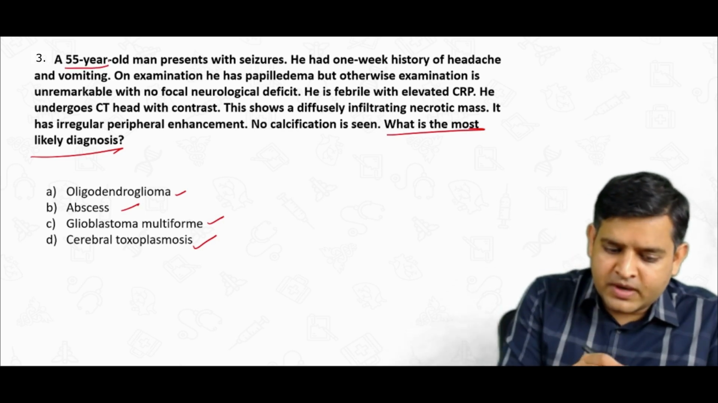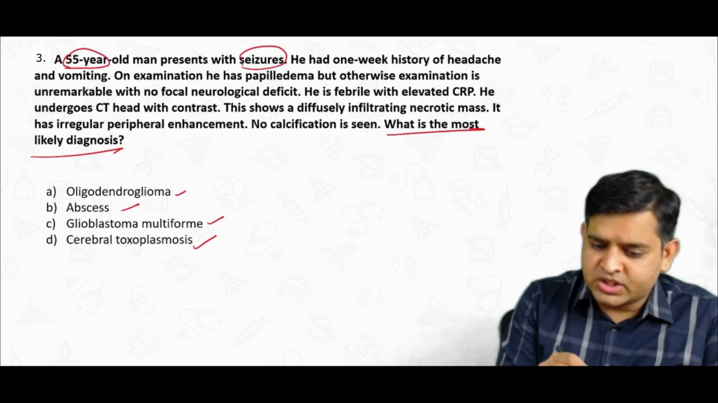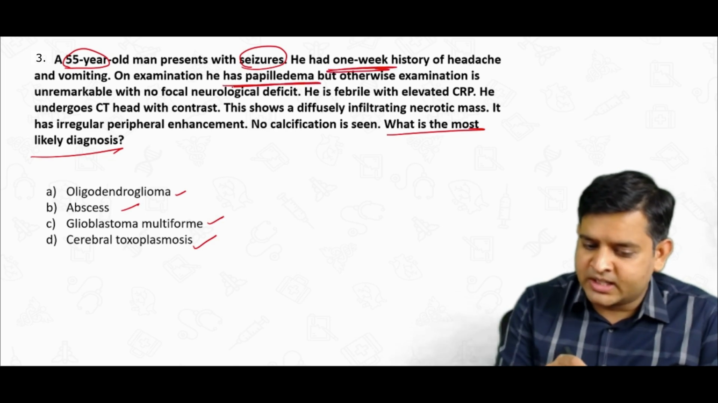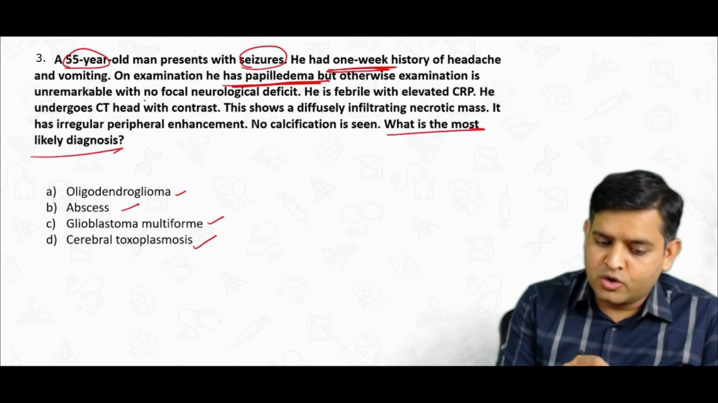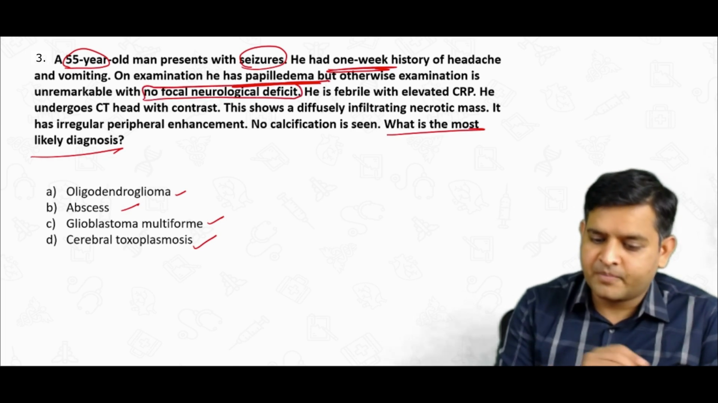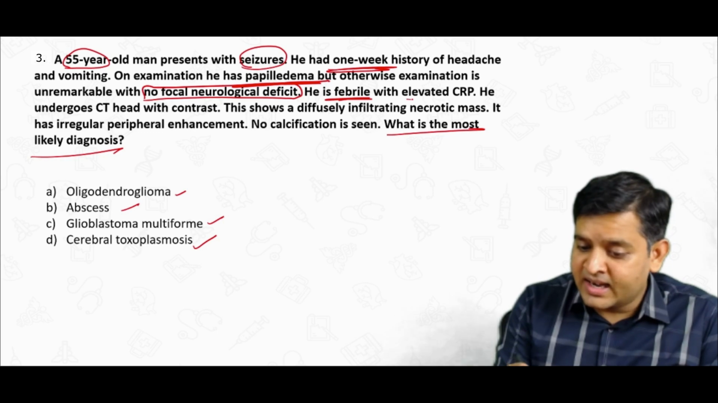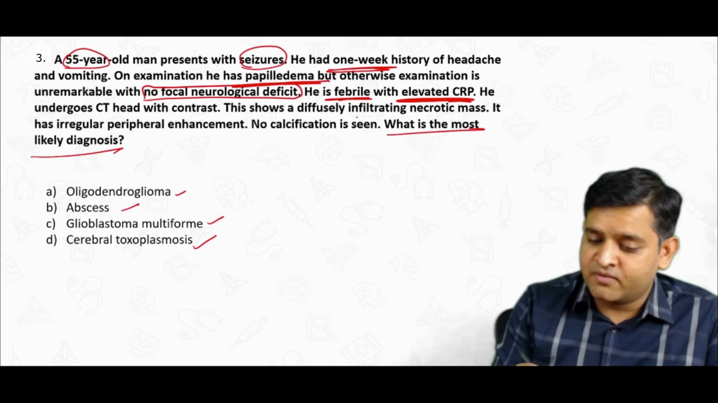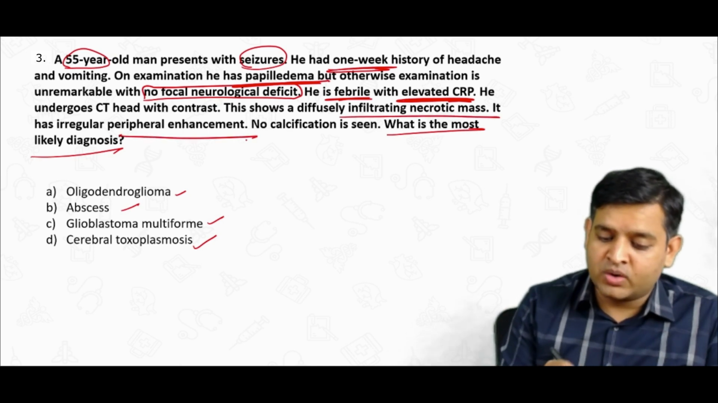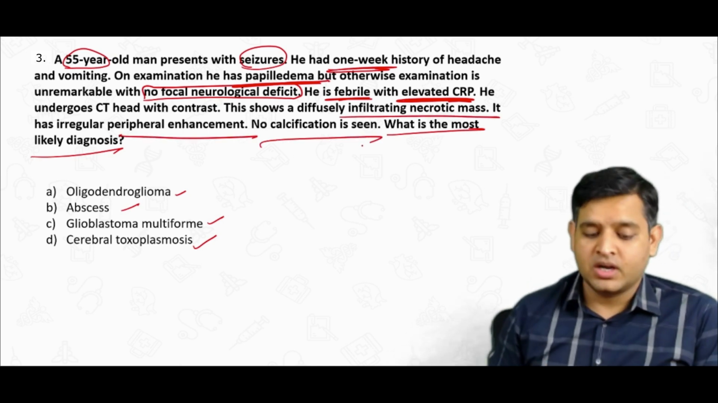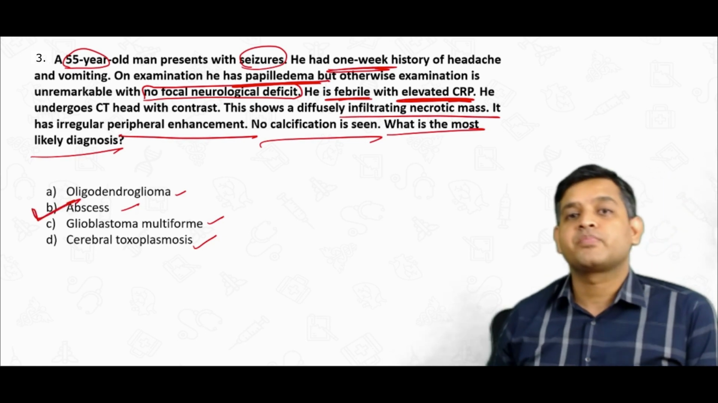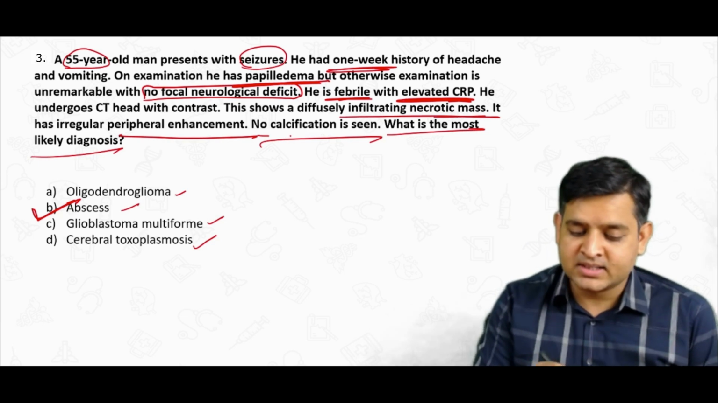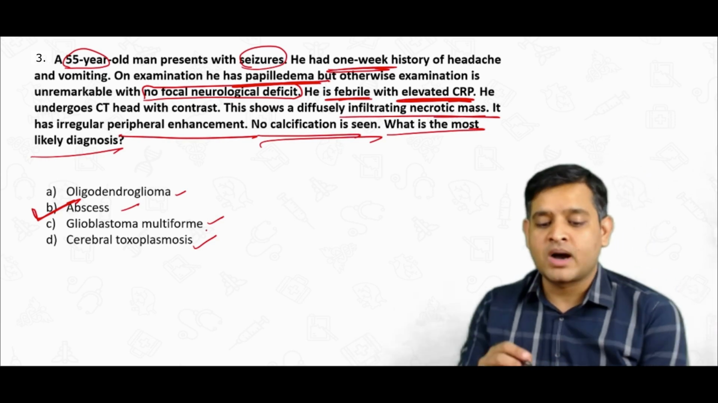A 55-year-old presents with seizure, one week, a short history. On examination, she has papilledema, there is raised intracranial tension, no focal neurological deficit. Okay. He is febrile and has elevated CRP. CT with contrast shows an infiltrating necrotic lesion with a regular peripheral enhancement, no calcification. You are dealing with an abscess. Don't jump onto necrotic mass, calcification, and a glioblastoma.